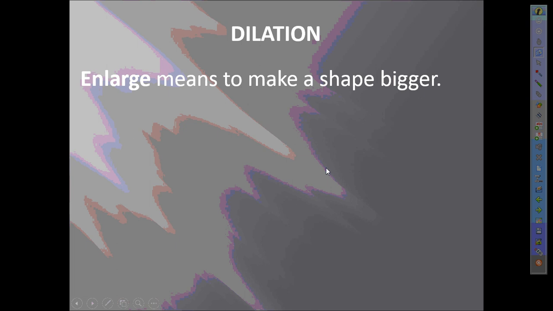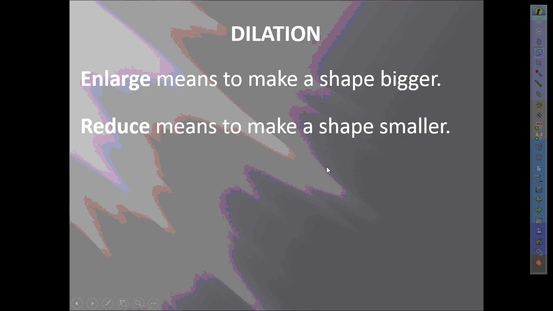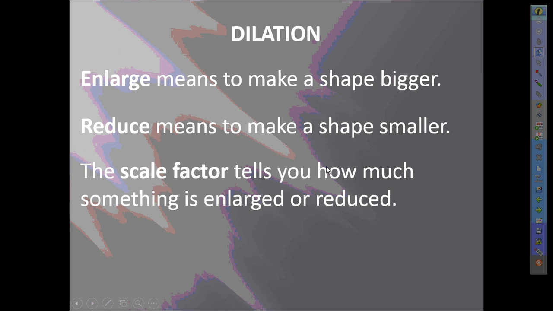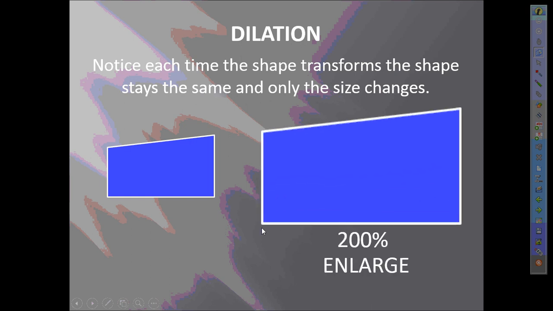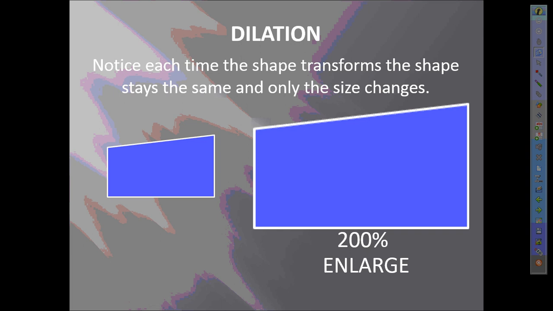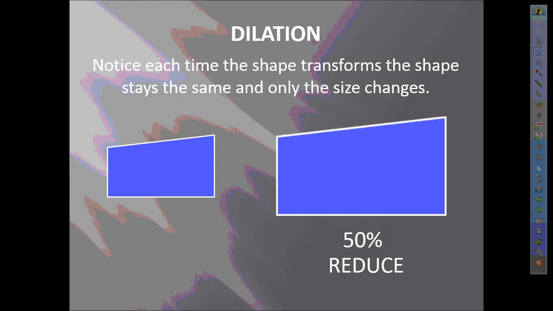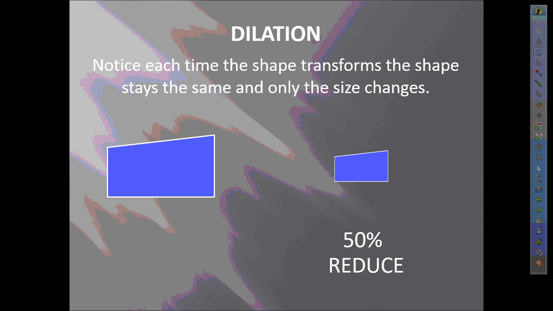Enlarge means to make a shape bigger. Reduce means to make a shape smaller. The scale factor tells you how much something is enlarged or reduced. How much bigger are you making it, or how much smaller are you making it? Notice, each time the shape transforms, the shape stays the same and only the size changes. So this is a 200% enlargement, so it's twice as big. This is a 50% reduction, so it's half the size.